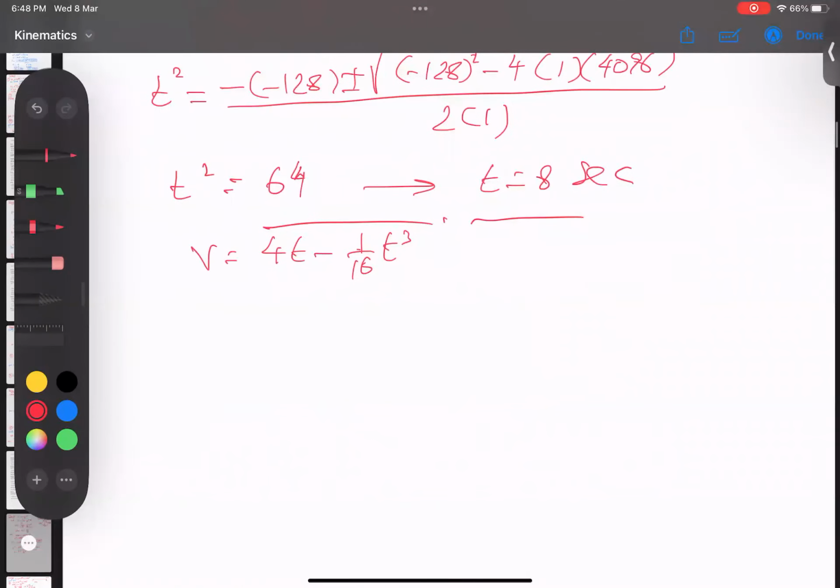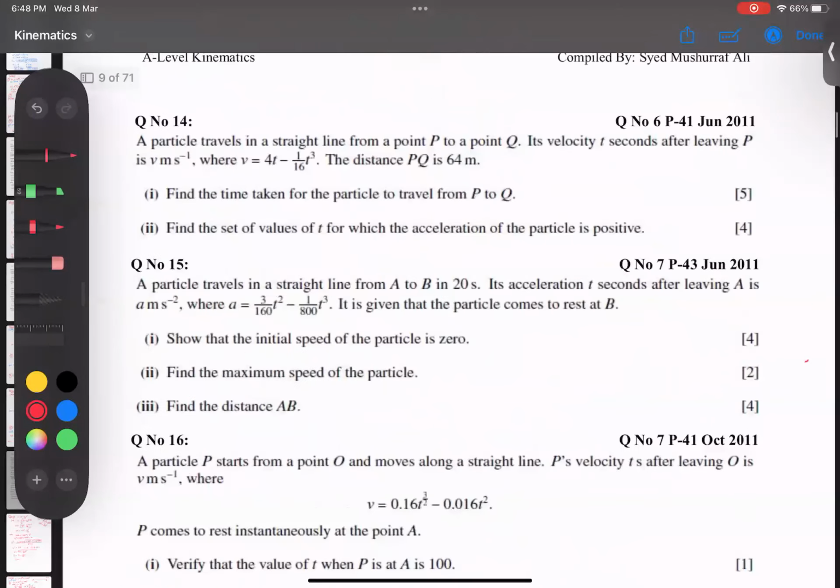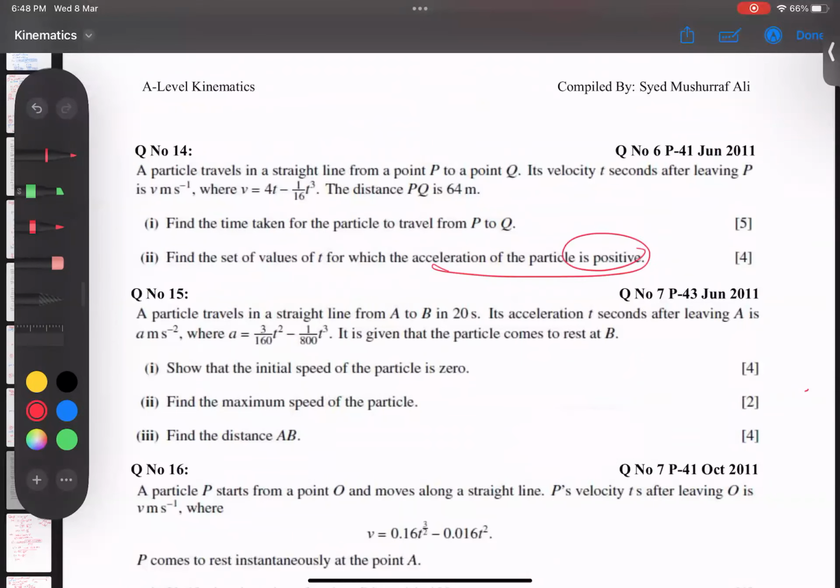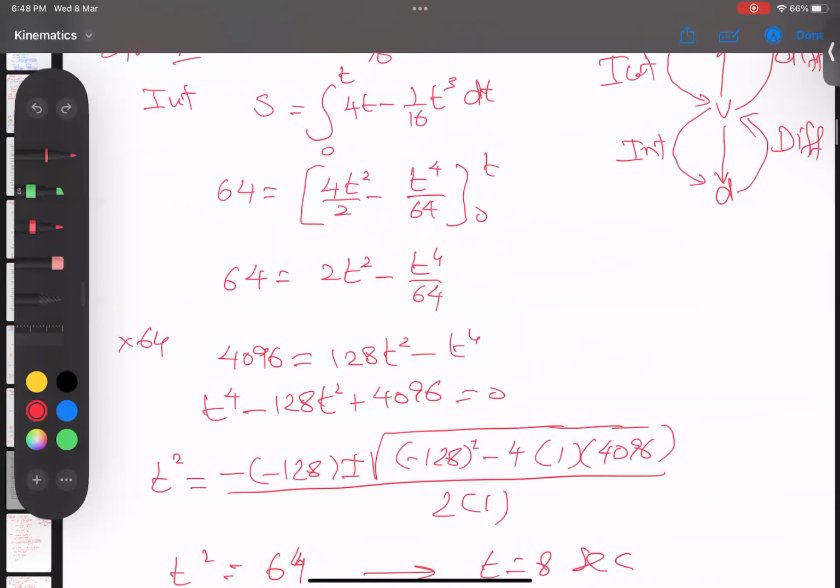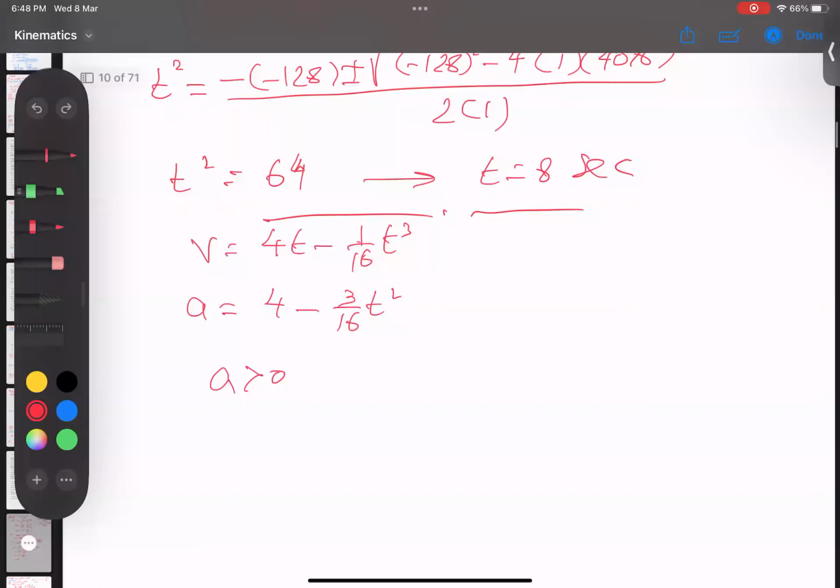Yes, let's start. So when I differentiate, students, what happens? I get acceleration: 4t becomes 4, and the 3 comes down and the power is 1 less. Now as he said, a is bigger than 0. He said the acceleration is positive. Positive means bigger than 0. So let's see how we can complete it. So 4 minus 3 over 16 t squared is bigger than 0.